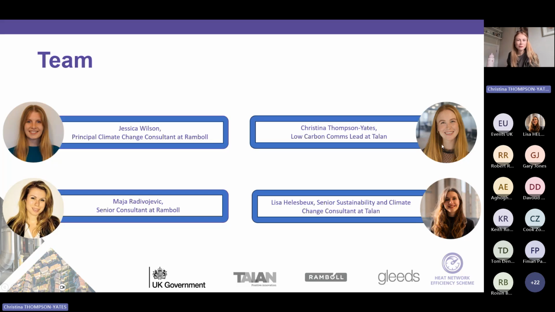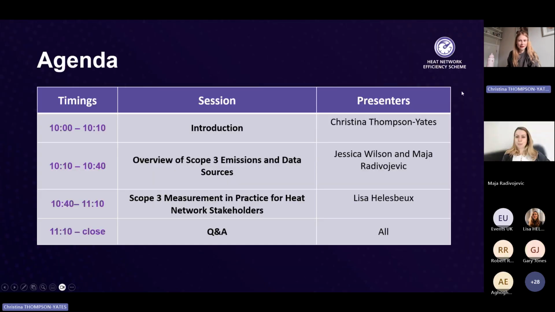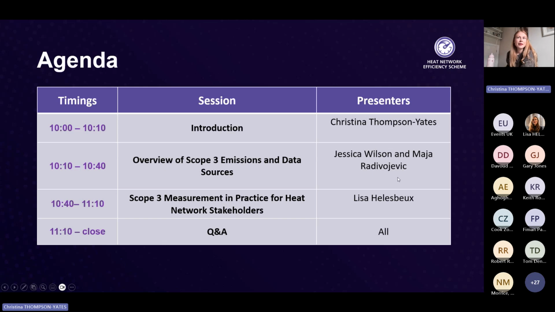To familiarise yourself with the speakers today, we're joined by Jess and Maya from Ramboll, and myself and Lisa from Talan. And with the agenda, we'll start with a very brief introduction from myself, and then I'll hand over to Jess and Maya from Ramboll, and they'll be giving an overview of Scope 3 emissions and data sources. They'll then hand the baton over to Lisa about 20 to 11, and she'll be running through Scope 3 measurement in practice for heat network stakeholders specifically, and then we will have dedicated time at the end for the Q&A.